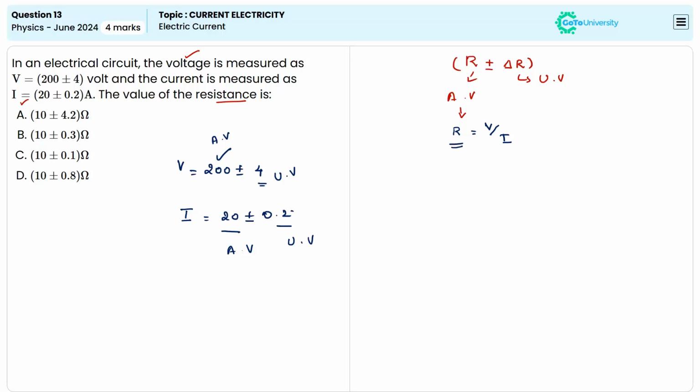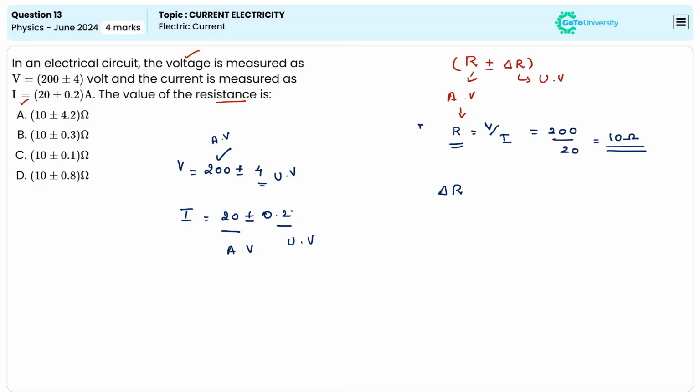So here for calculating the actual value, we will take only the actual values of V and I. So here it can be written as 200 divided by 20, which will be equal to 10 ohm. So this is the actual value of resistance. So let us calculate the value of del R.